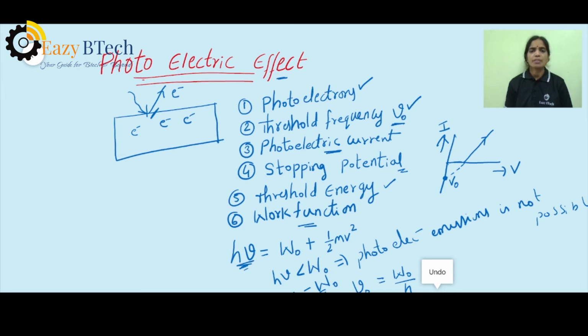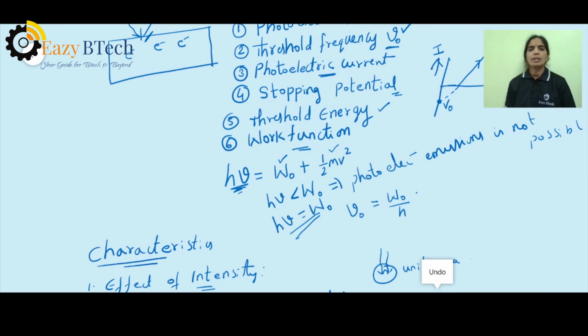So if hν is the amount of energy that has been incident, w₀ is the amount of energy that has been captured here to remove the electron, and ½mv² is the kinetic energy possessed by the electrons from the metal surface. Whenever hν is less than w₀, photoelectric effect is not possible. It will be possible only for hν equal to w₀ or greater than w₀. So there is a particular frequency at which photoelectric effect takes place. That frequency is termed as threshold frequency ν₀, which is given in terms of work function as w₀ by h.